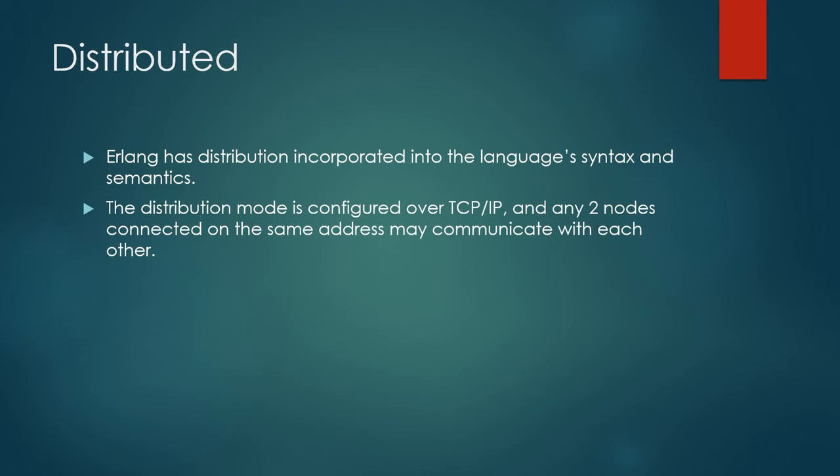So coming to the last design goal in Erlang, which is distribution. Erlang has distribution incorporated into the language semantics and syntax, and this distribution mode is configured over TCP/IP, and any two nodes connected on the same address may communicate with each other. In Erlang, even if a single node fails, the application still keeps running because it is distributed across several nodes.